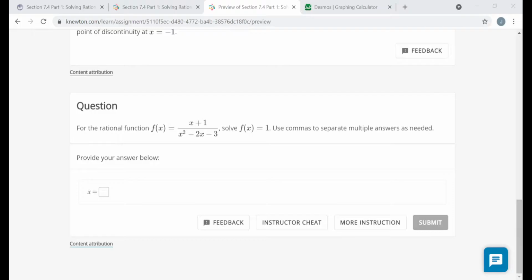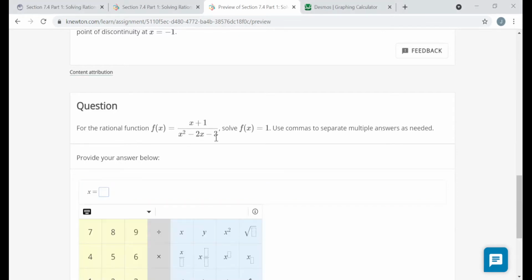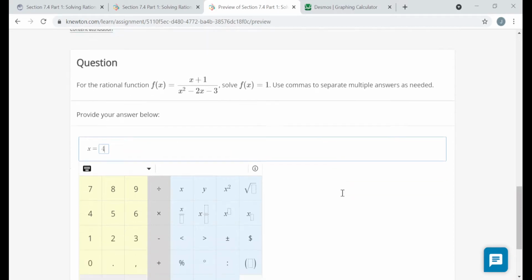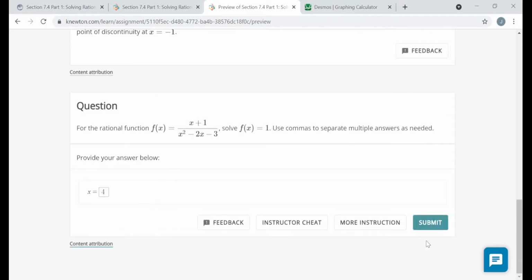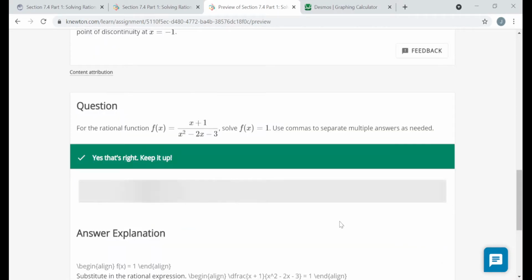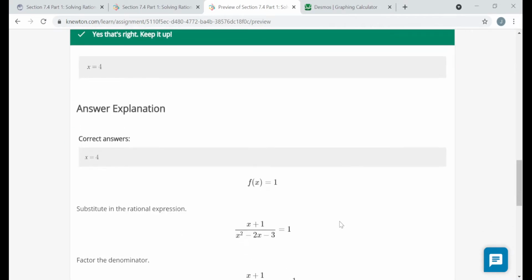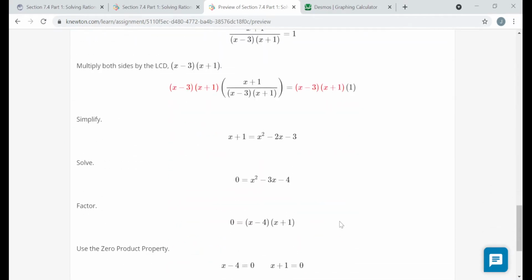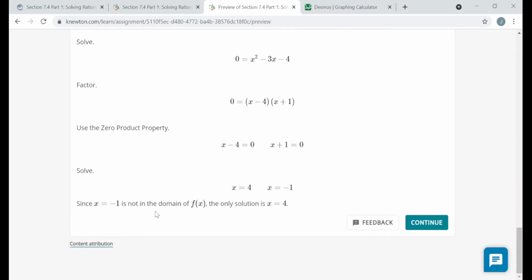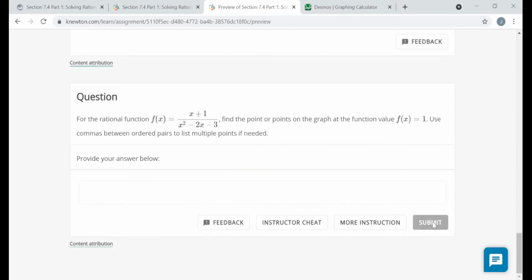All right, so going back. So here, right, what values of x give me an output of 1? Just the value 4. And that's it. Because negative 1 was extraneous. See, negative 1 is not in the domain of f of x. Read the answer explanations.